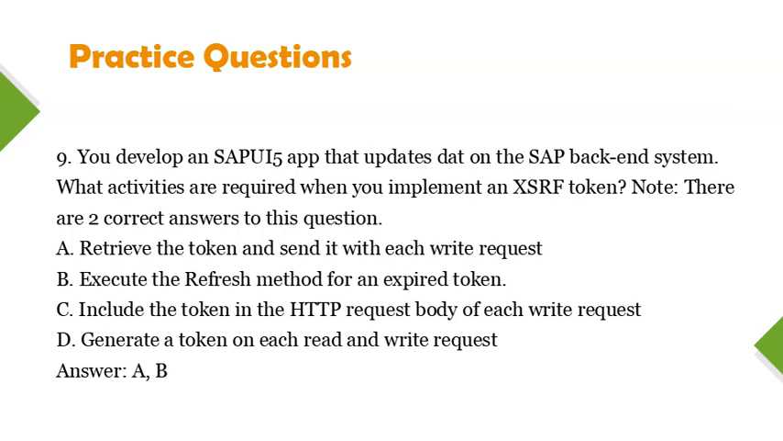9. You develop an SAP UI5 app that updates data on the SAP back-end system. What activities are required when you implement an XSRF token? Note: there are two correct answers to this question. A. Retrieve the token and send it with each write request. B. Execute the refresh method for an expired token. C. Include the token in the HTTP request body of each write request. D. Generate a token on each read and write request. Answer: A, B.